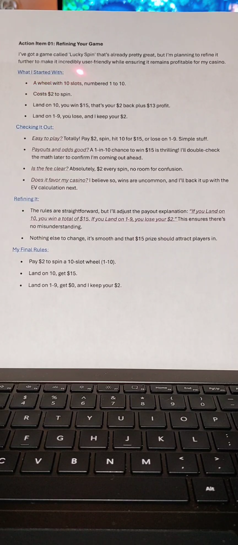What I started with: a wheel with 10 slots numbered 1 to 10, costing $2 to spin. Land on 10, you win $15. That's your $2 back plus $13 profit. Land on 1 to 9, you lose, and I keep your $2.